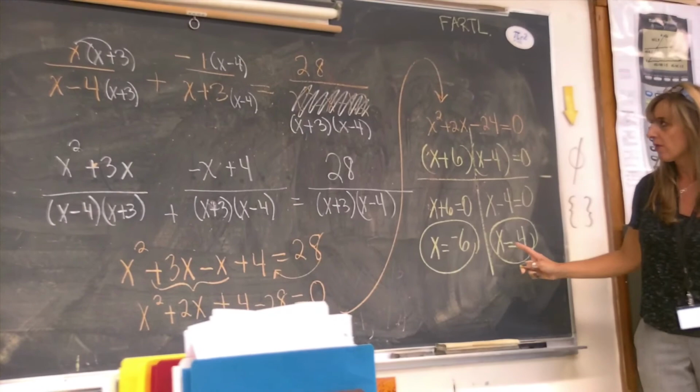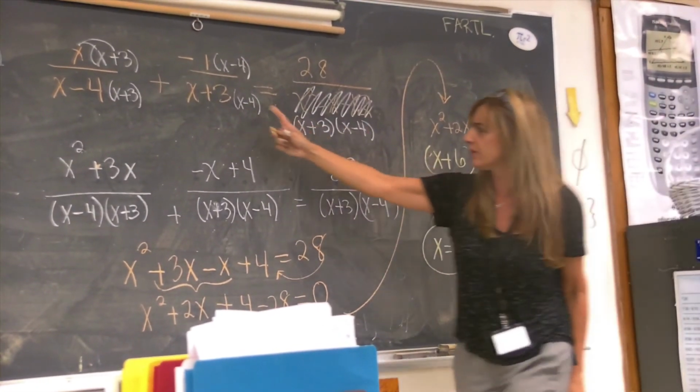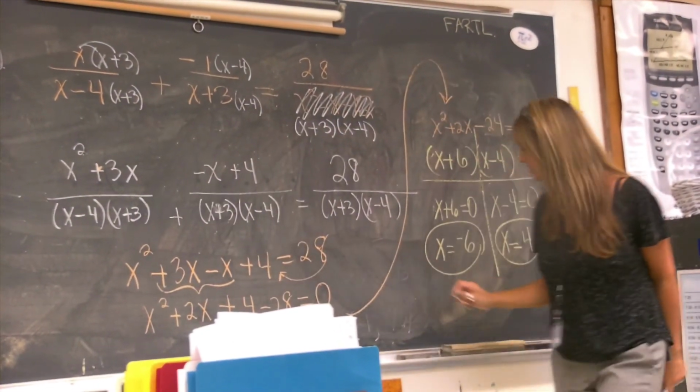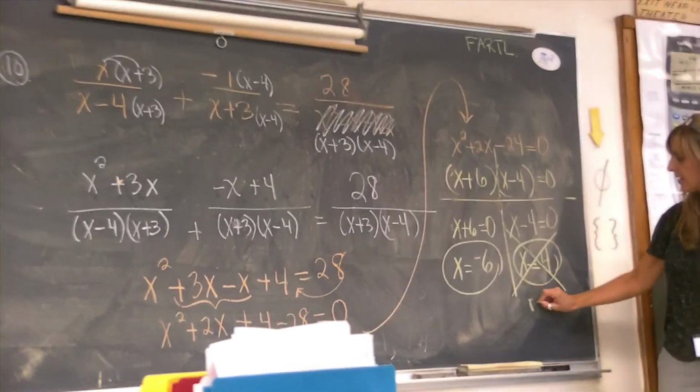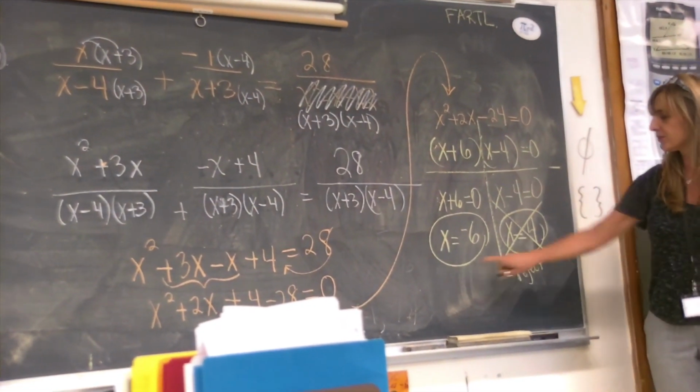Which one? Can I put a -6 in these denominators? Yes. Can I put a 4? No. No. There's my reject. So the only answer is -6.